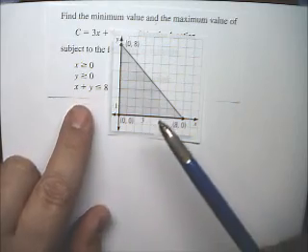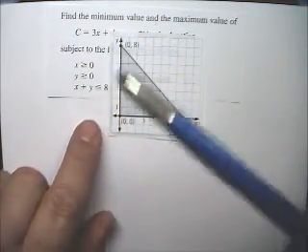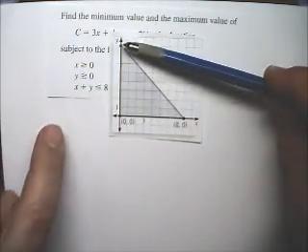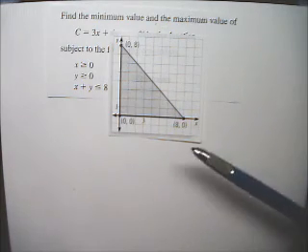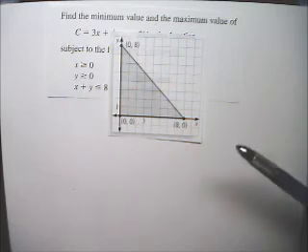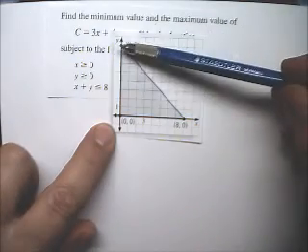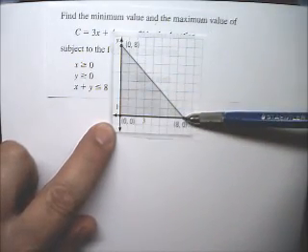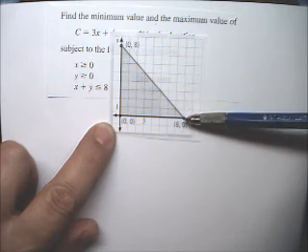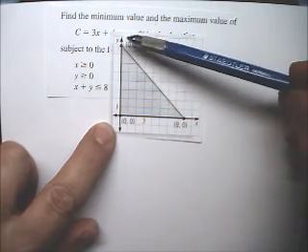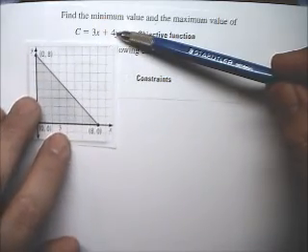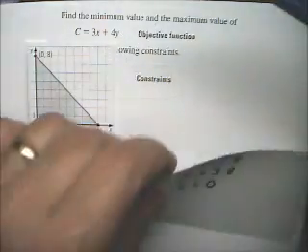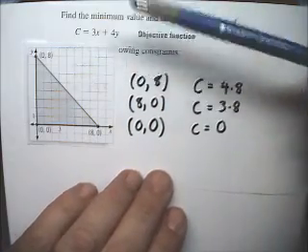So this shaded part is our region, and the corners are (0, 8), (0, 0), and (8, 0). So these 3 points will be minimums or maximums, and we'll find out by testing those in this objective equation.